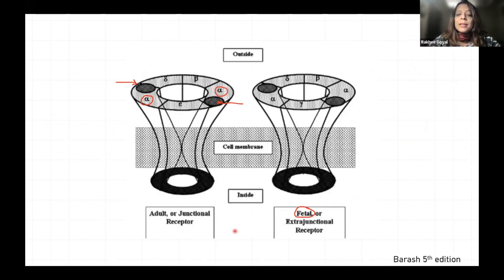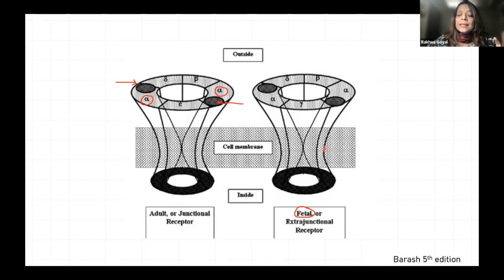Now, this is a typical structure of a nicotinic acetylcholine receptor. This one on the left side is a typical adult receptor where you have these 5 subunits, but the acetylcholine attaches itself to the alpha subunit here and here. And when it attaches, the center, which is a rosette shape, opens up, and here the sodium influx happens.